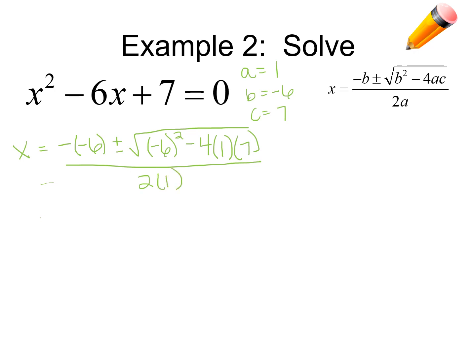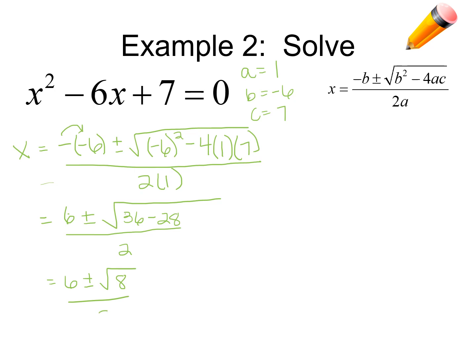After I plug it all in, now I can start simplifying. Negative times a -6 is going to be a +6, plus or minus the square root. -6 squared is 36. And then I have a -4 times 1, which would be -4, and a -4 times 7, which would be -28, all over 2 times 1, which is 2. Again, 6 plus or minus the square root of 8 all over 2.